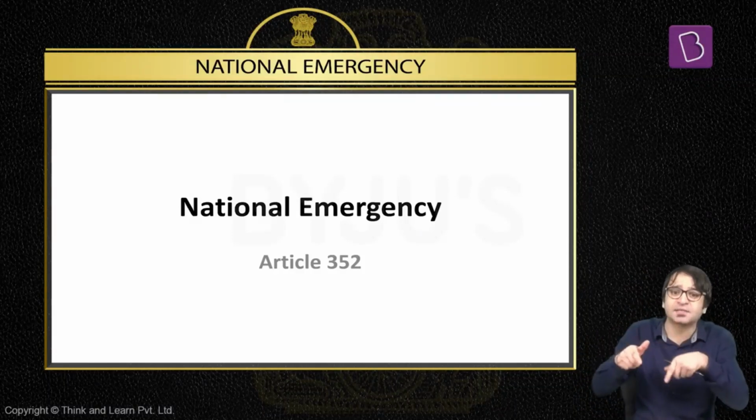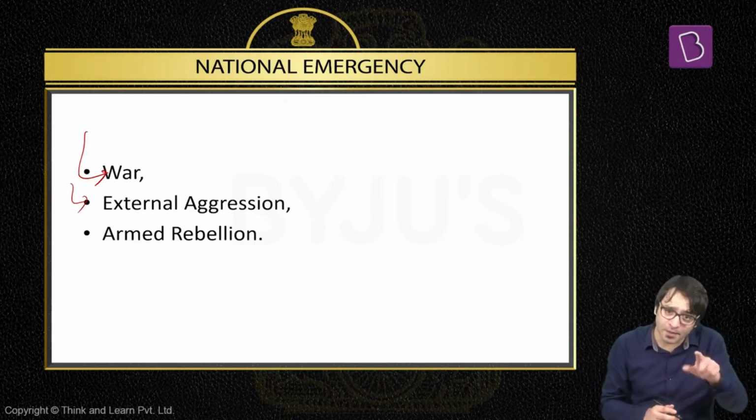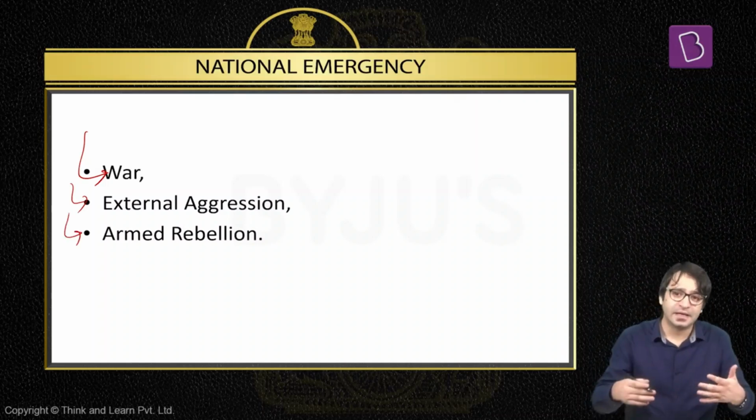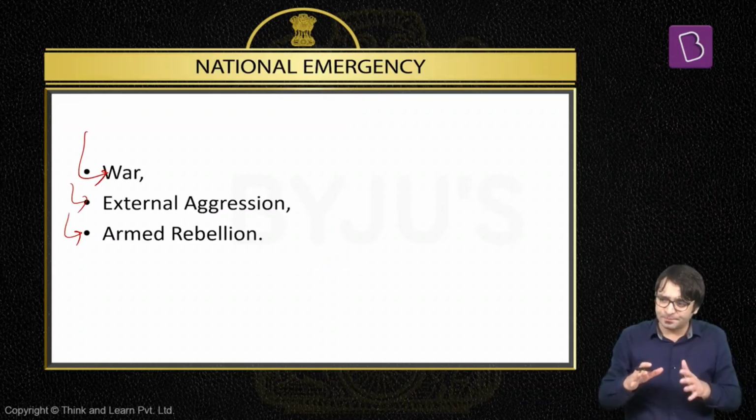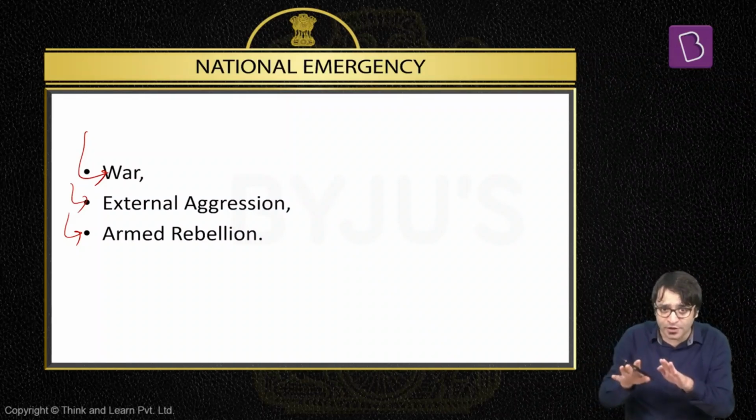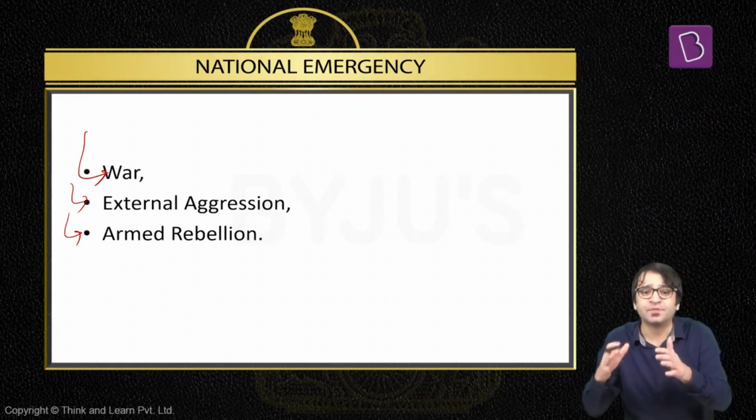If the President is satisfied that there is this threat, but this threat is coming because of war, or because of external aggression, or because of armed rebellion, then what can the President do? The President can proclaim national emergency under Article 352 of the Constitution. That means if the President is satisfied that there is a danger to the security of the nation, a state, or a part of that state, and this danger is because of war, external aggression, or armed rebellion, the President can proclaim national emergency.